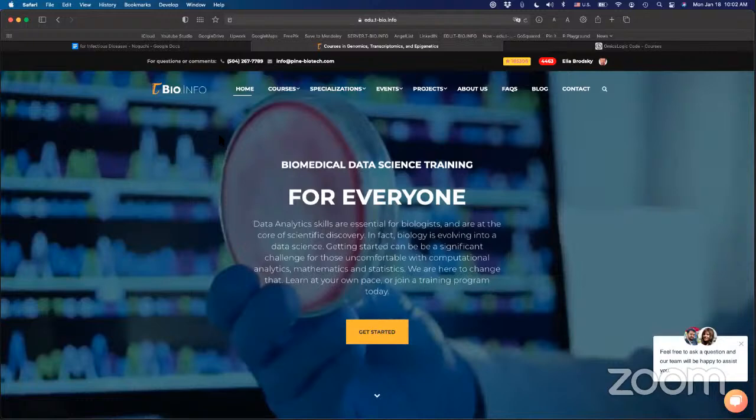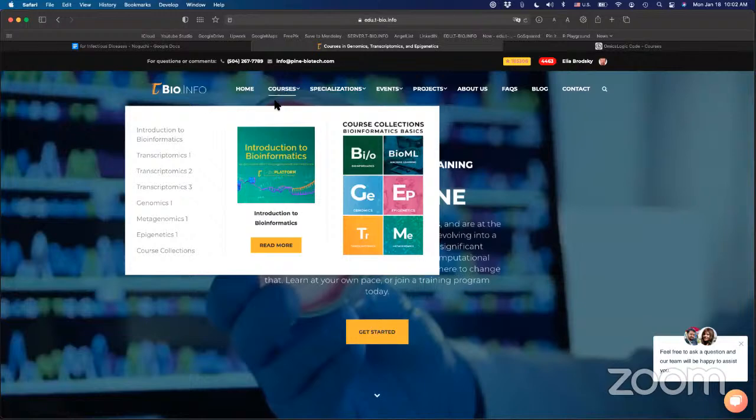So here, once you have registered, you will see a variety of courses that are designed around specific types of omics data that go from the very basics all the way to the more advanced bioinformatics methodology. And all of these resources could be used asynchronously to study on your own.